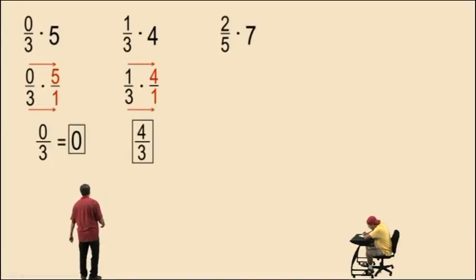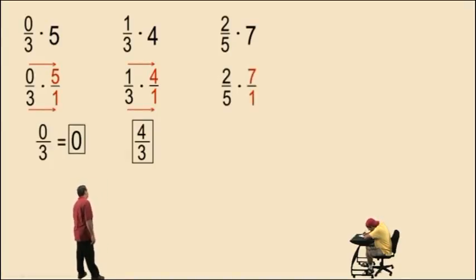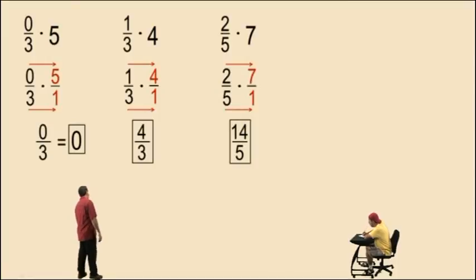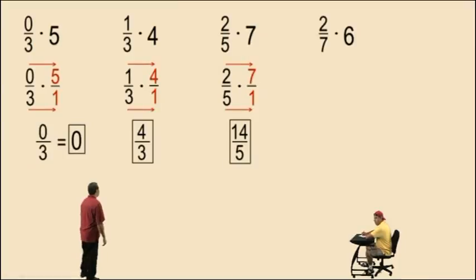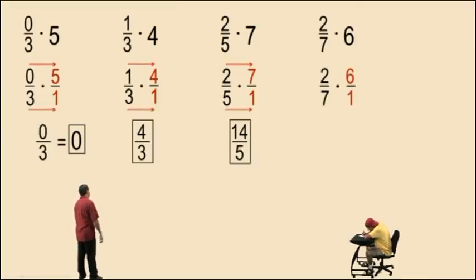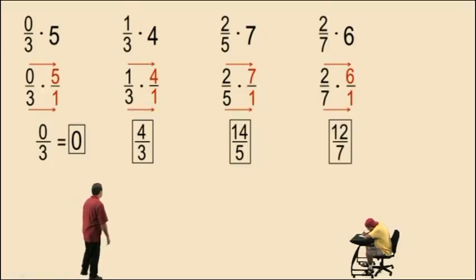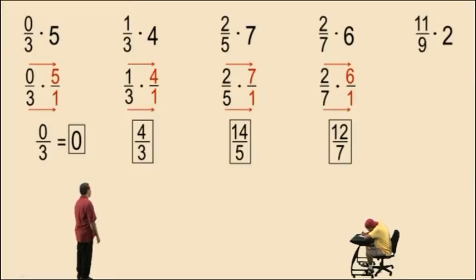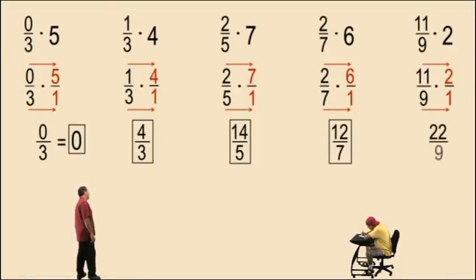All right, 2/5 times 7. Rewrite the 7 as 7 over 1 and multiply straight across the top and straight across the bottom, and we get 14 over 5. That's our answer there. Now, how about 2/7 times 6? Don't get scared. Simply write the 6 as a fraction, 6 over 1, and multiply straight across the top, straight across the bottom, and you get 12/7. That's your answer there. How about 11/9 times 2? Again, write the 2 as a fraction in the form of 2 over 1, multiply straight across the top, straight across the bottom, and you get 22 over 9.